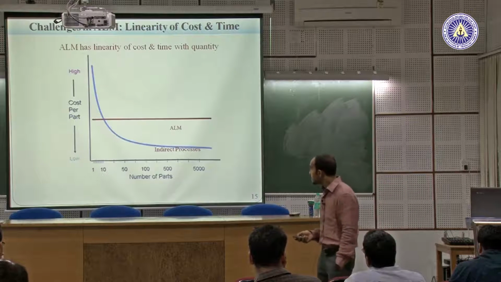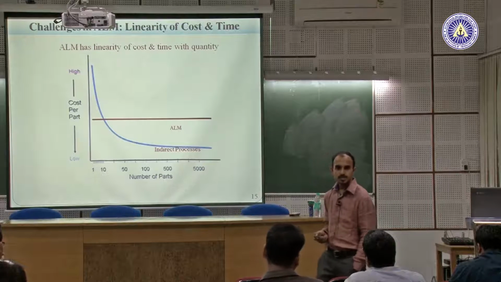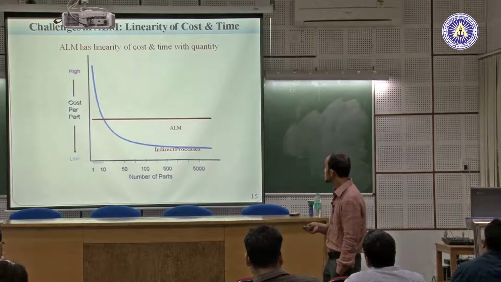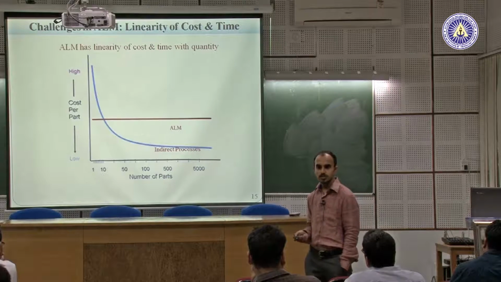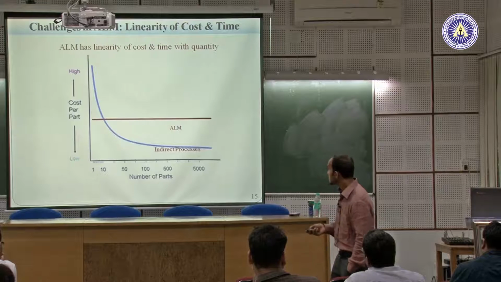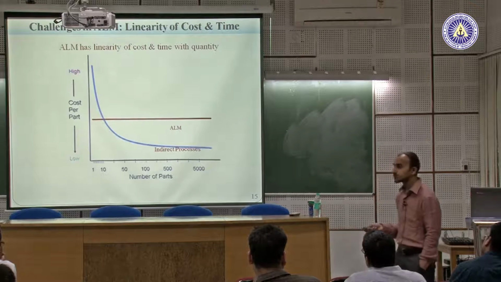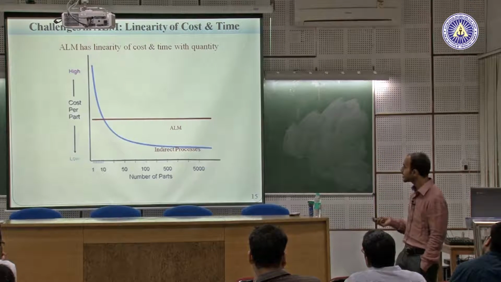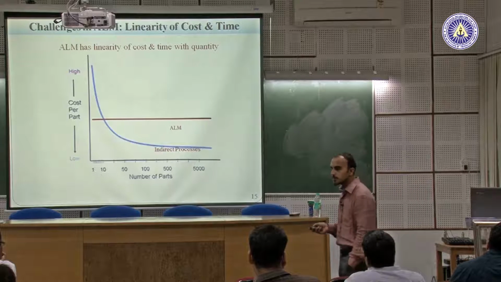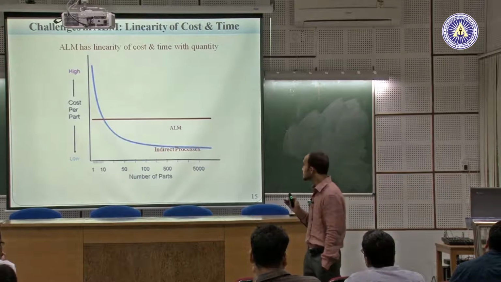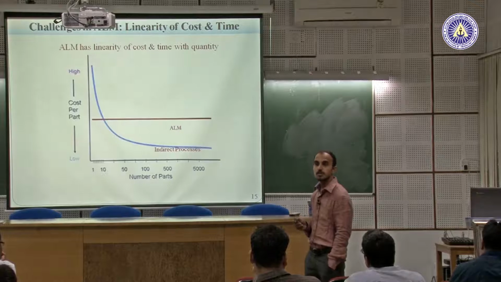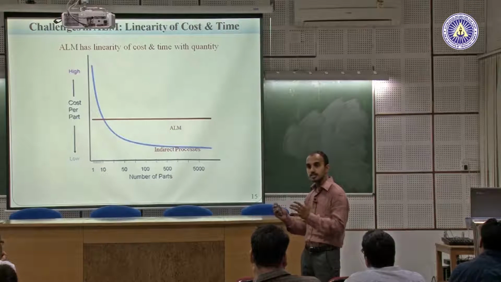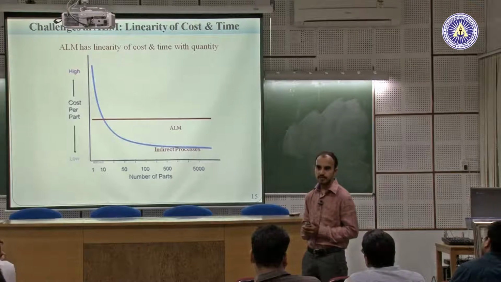Actually, in indirect processes such as machining processes, obviously we know that the initial cost is very high. Once the number of parts increases, the cost per part in indirect processes decreases. But in additive layer manufacturing, it takes a constant linear cost per part. So we will need to reduce the overall cost of additive layer manufacturing.